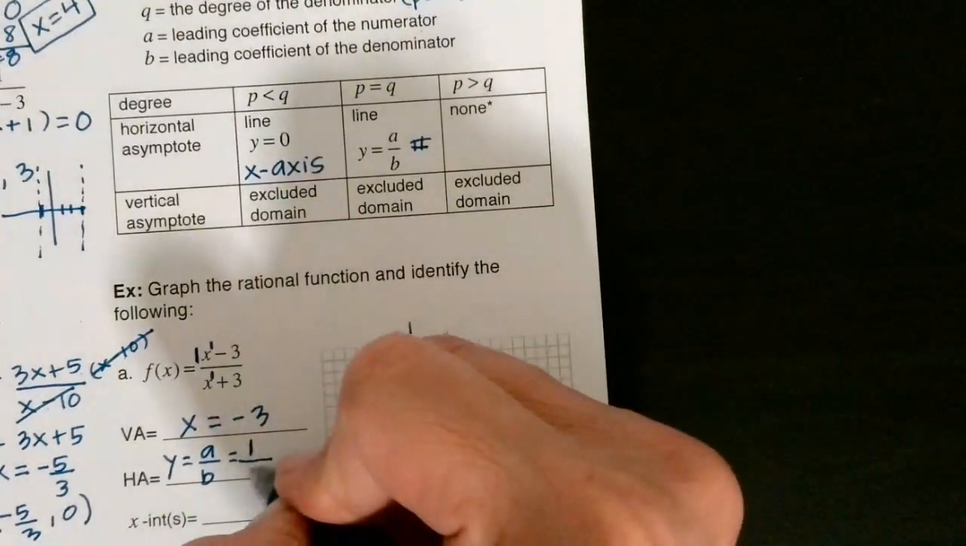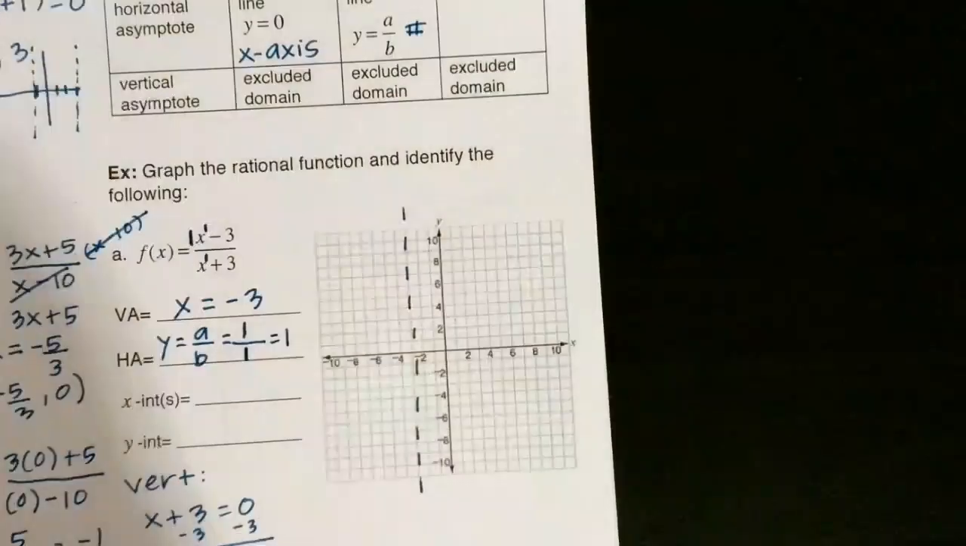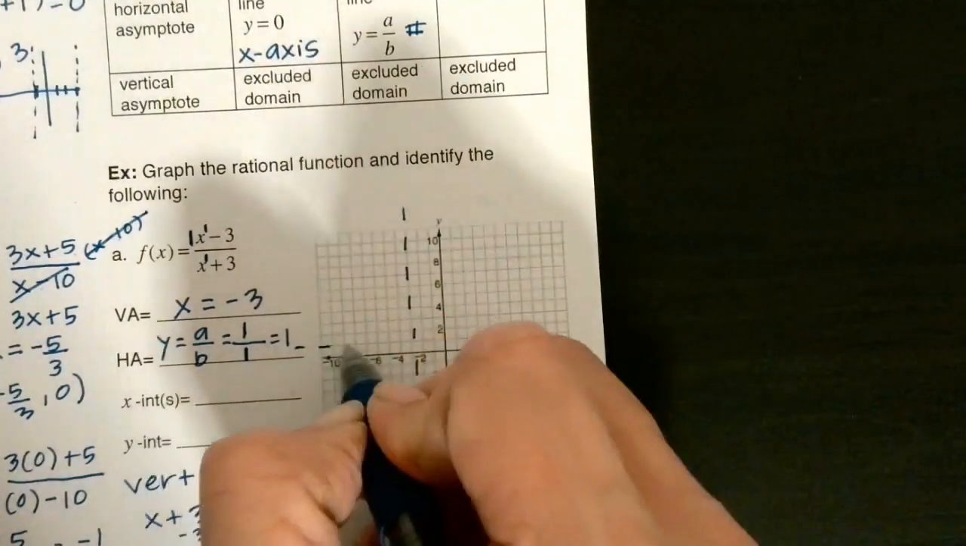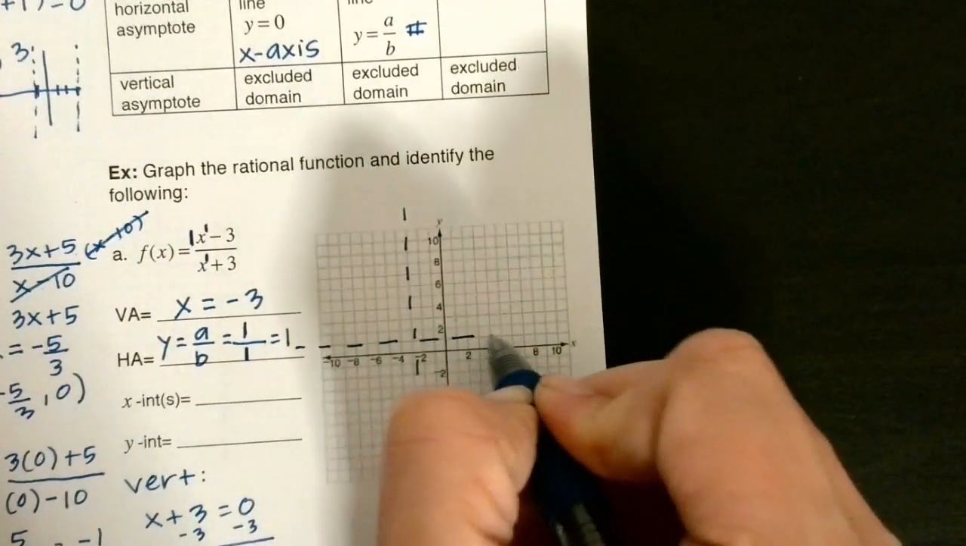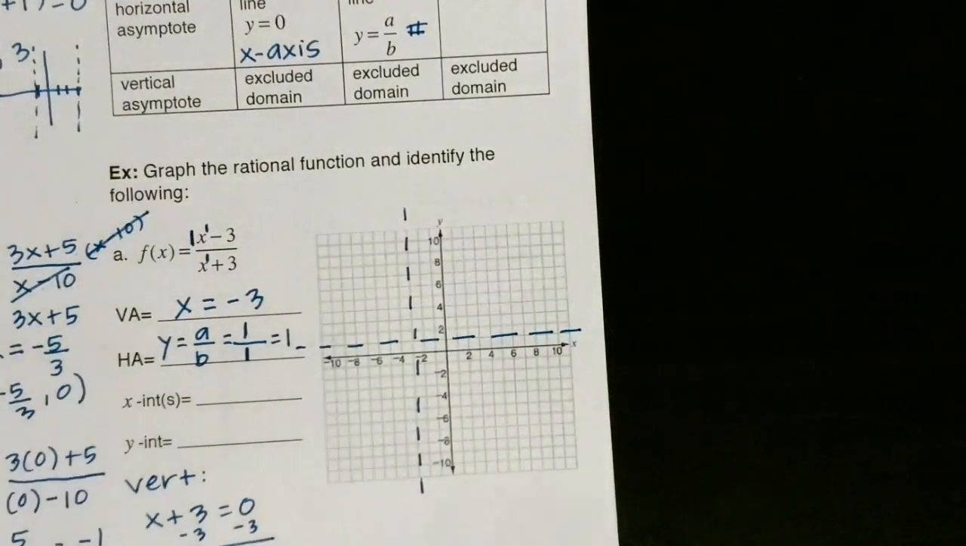B is the leading coefficient, which is also equal to 1. What's 1 divided by 1? 1. So our horizontal asymptote is right here at 1. Okay? So those are the two major parts of any rational function, the vertical and horizontal asymptote. The rest is just points.